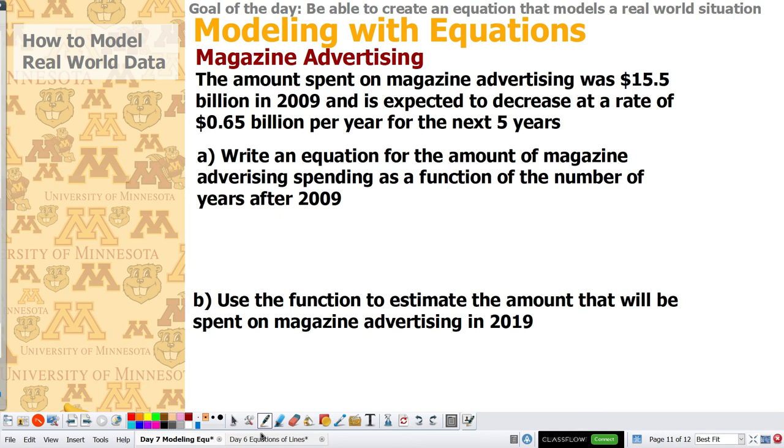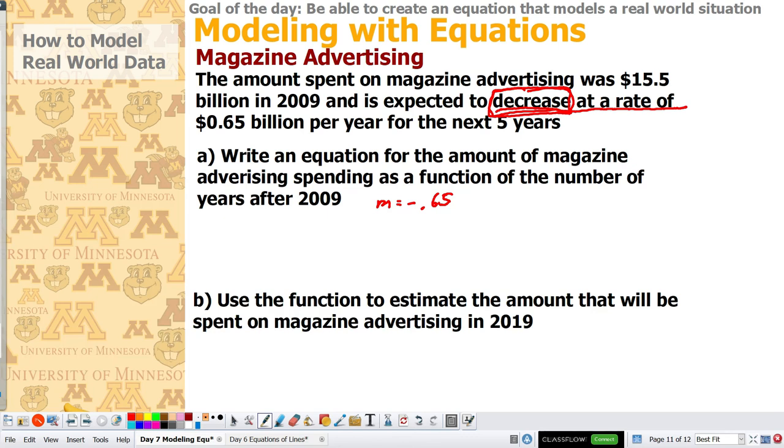All right. So here it says expected to decrease at a rate of, right? So they're actually giving me my slope. But since it's decreasing, right, it's getting smaller, should my slope be positive or negative? It should be a negative. So my m is negative 0.65, right? It's decreasing by 0.65 every year. That's my slope. Remember, slope is the same thing as the rate of change.